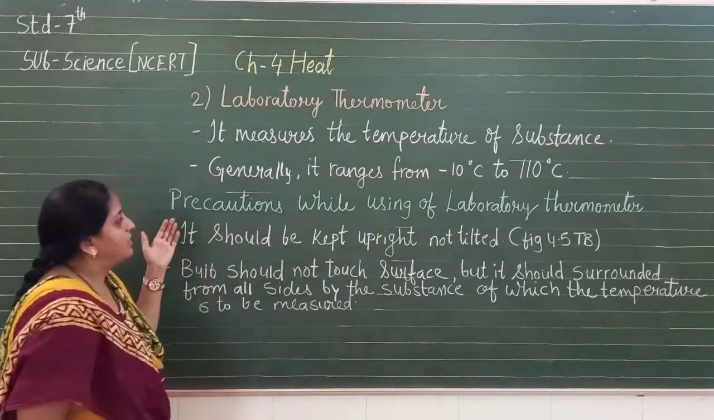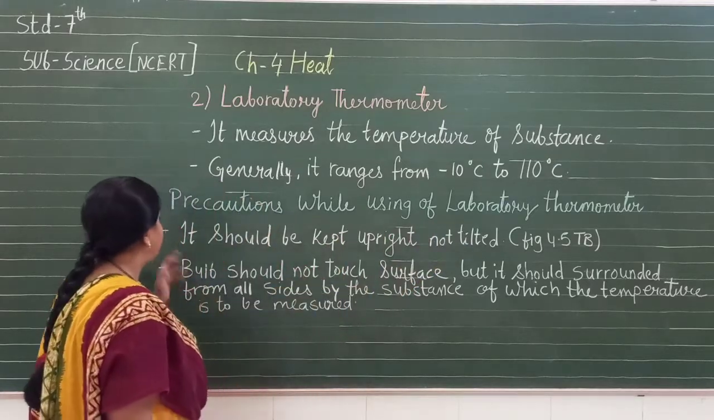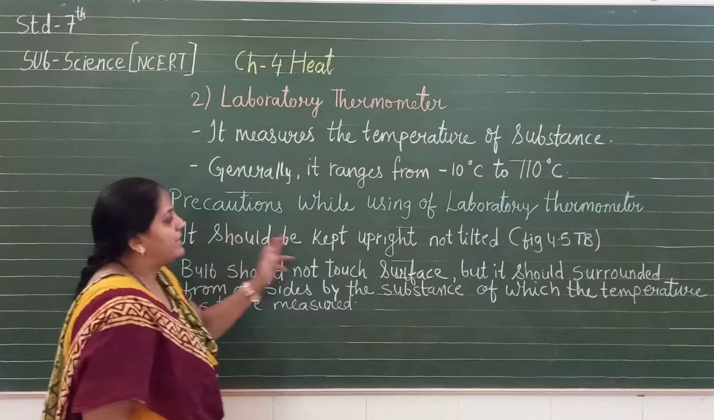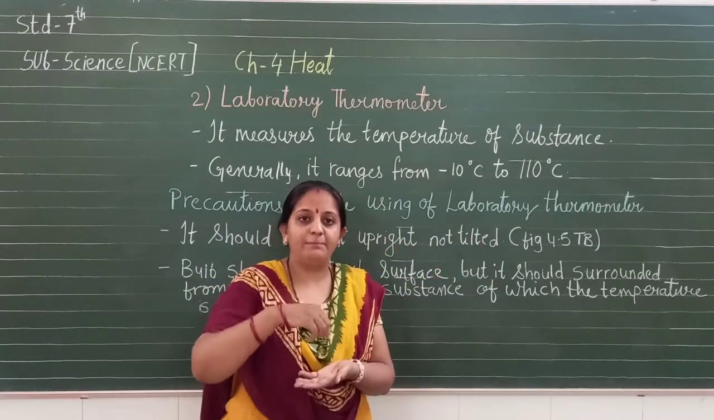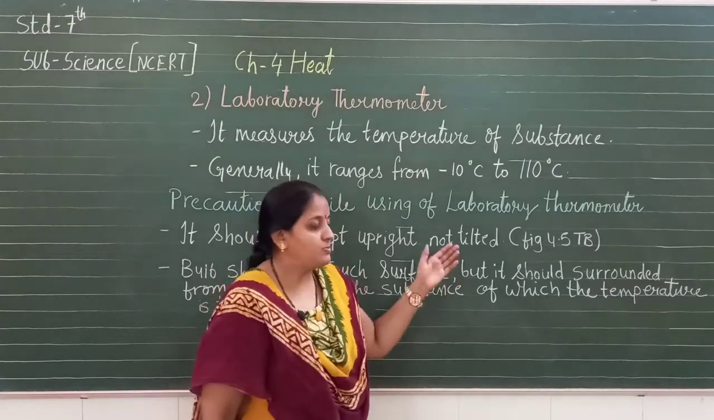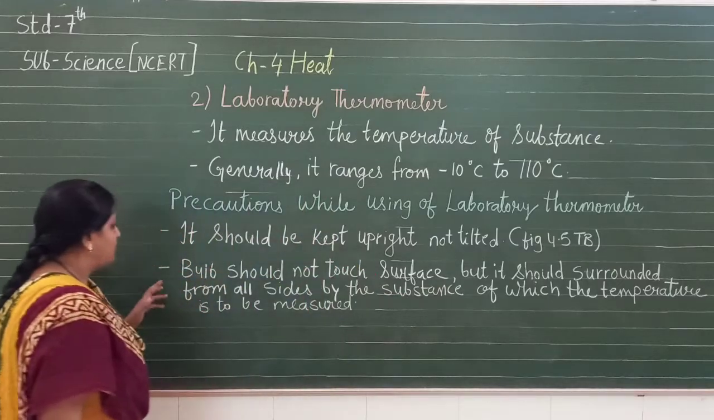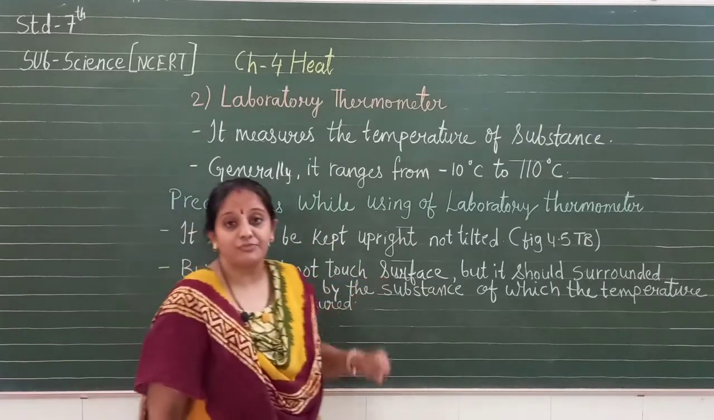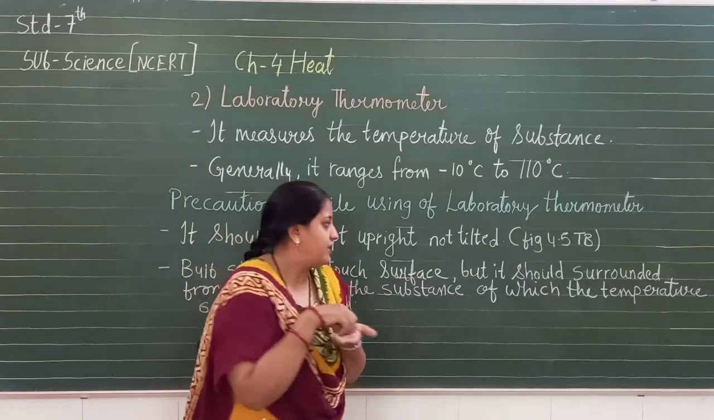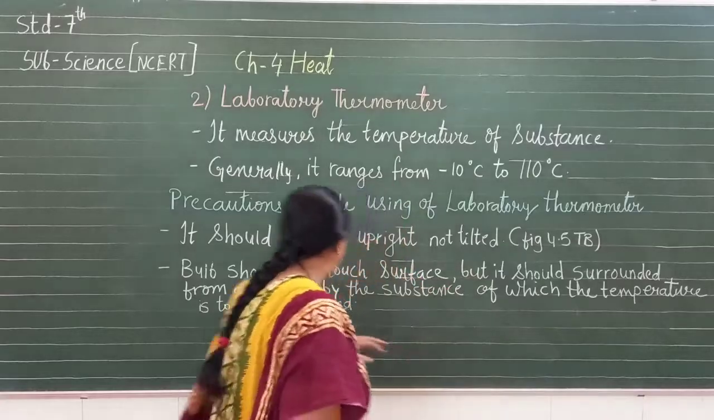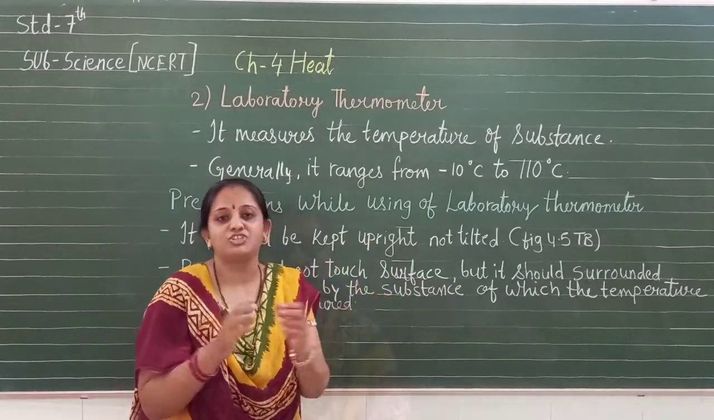Now here also certain precautions are there while using the thermometer. We should keep in mind, the very first precaution is that it should be kept upright, not tilted, isn't it? It should be kept straight, not tilted. In textbook figure 4.5 you will notice it. The next precaution: the bulb should not touch the surface, isn't it? The bulb should not touch the surface, but it should be surrounded from all sides by the substance whose temperature is to be measured.